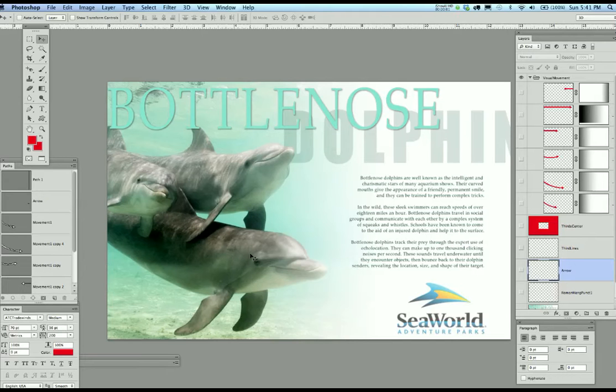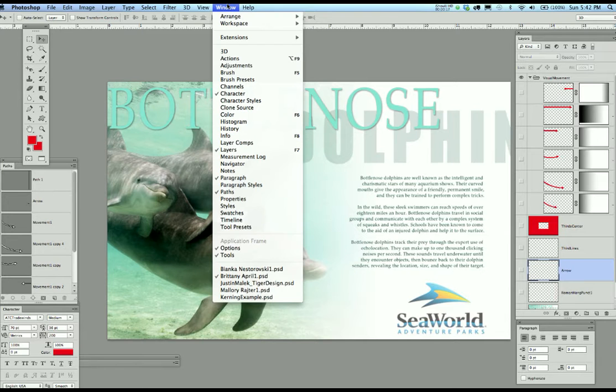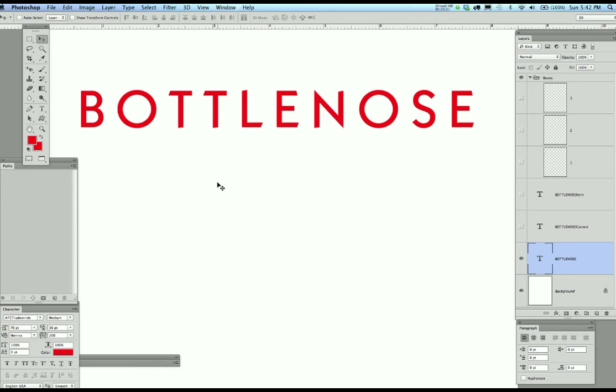Design Movie 3, we're going to go over a few of the techniques. The first one, on Brittany April's, was how she actually did special character tracking, character kerning within the letters of bottlenose. And you cannot accept what a computer just gives you. So I took the word bottlenose, doesn't matter the typeface, and I brought it into a kerning example, and I just typed it right out of the box.